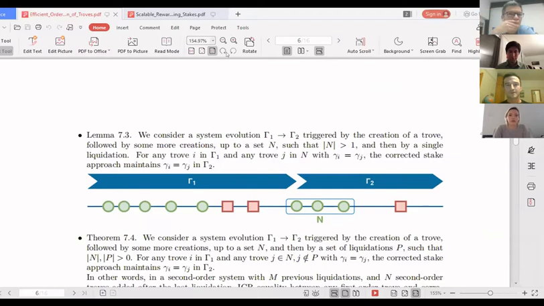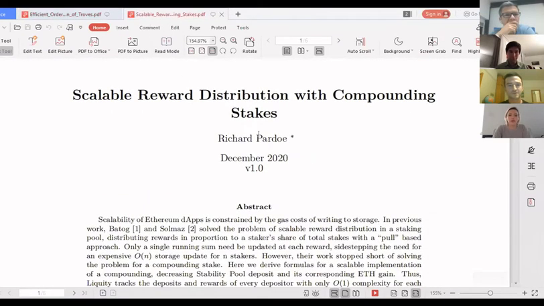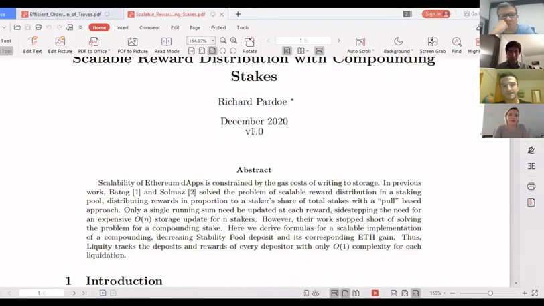Okay, I'll move on to the next proof. I think I can just do this. Did that switch it on the screen? Yeah, cool. This is our second math paper out this week, and it's on the stability pool formula, basically. And it's the formula we use to make the stability pool very scalable.